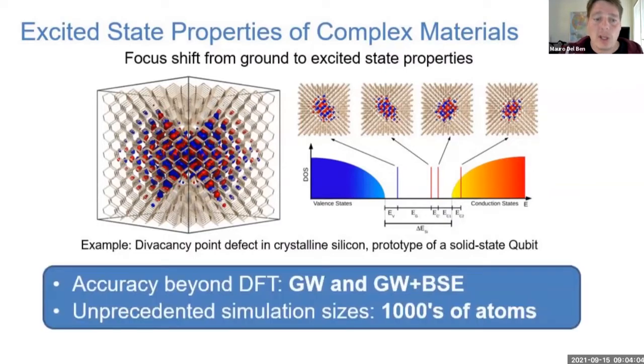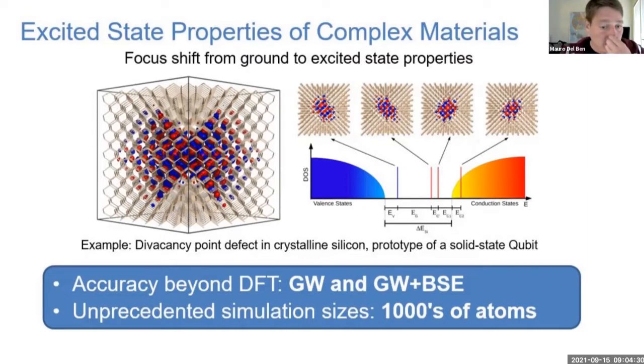There are two main challenges associated with the first-principles simulation of this kind of system. The first one is the level of accuracy. Since you are interested in excited state properties, you need to go beyond density functional theory. So I'm going to present advanced methods based on GW and GW plus the Bethe-Salpeter Equation. And increased accuracy usually also means that the computational cost of your application grows.